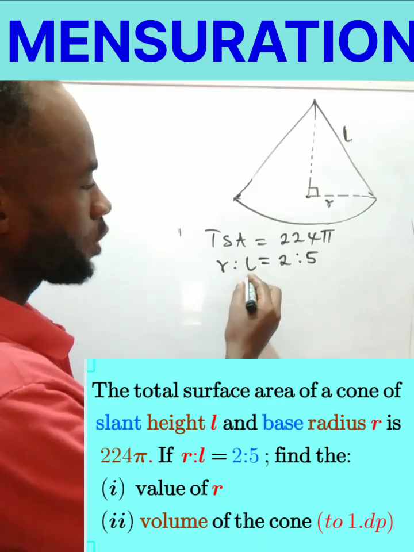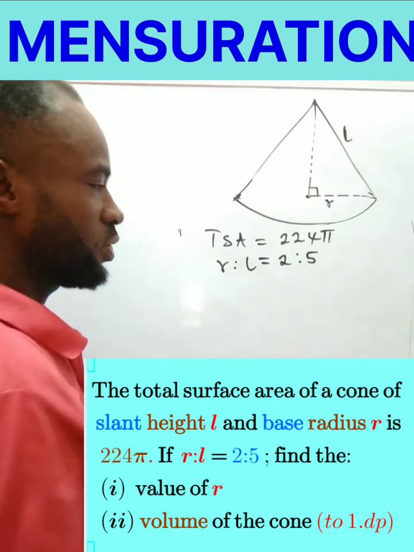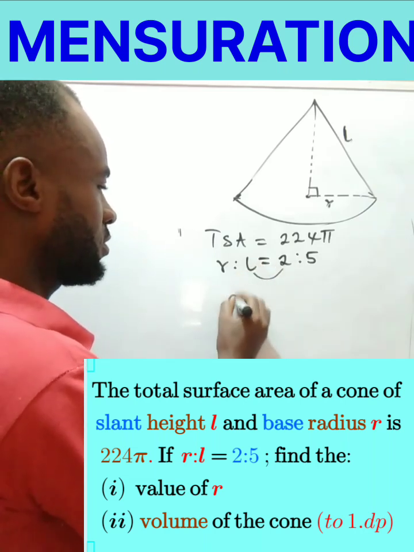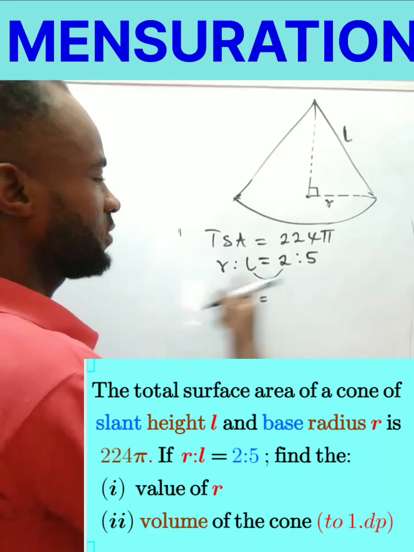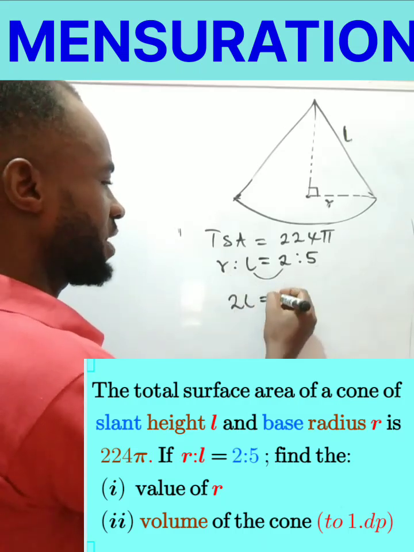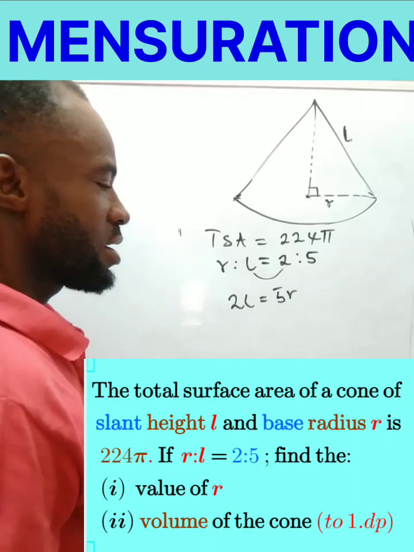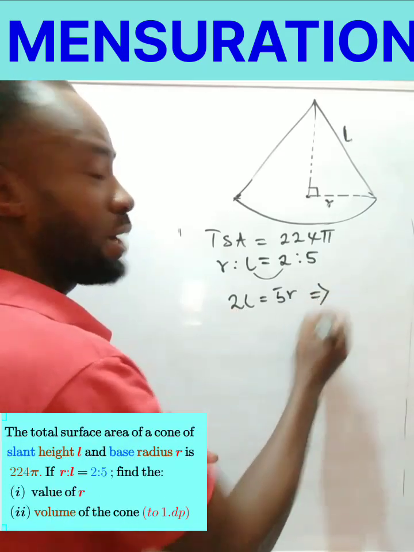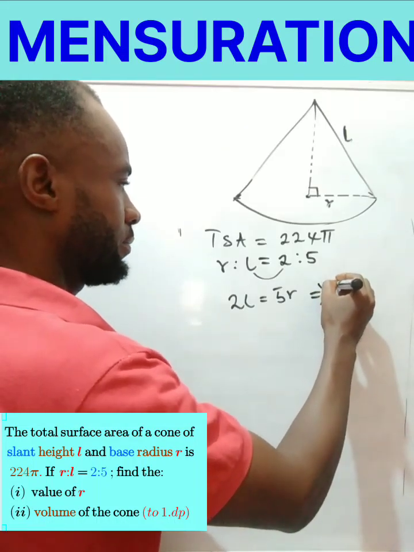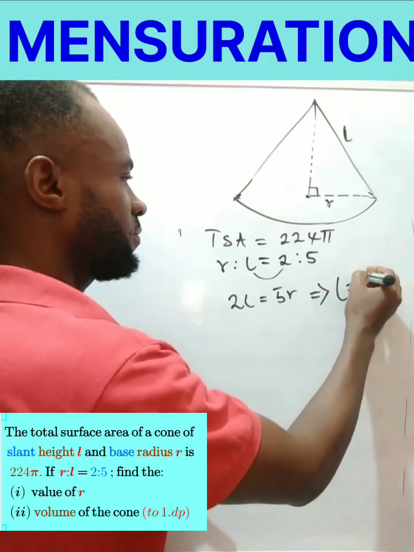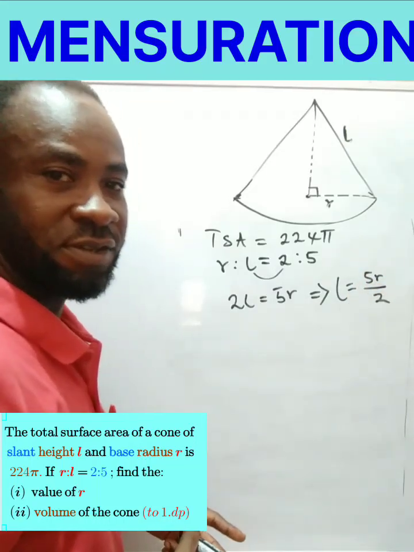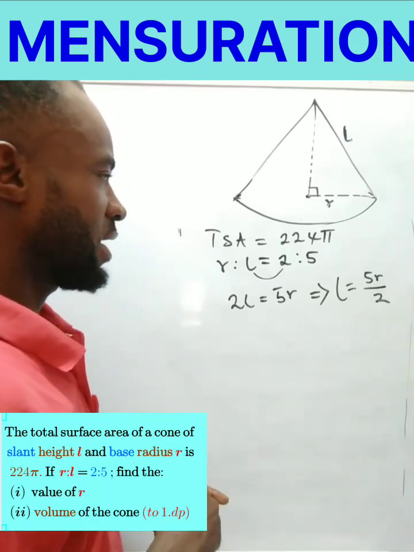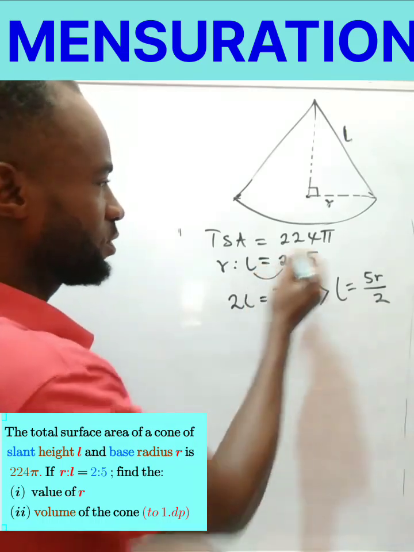Now, we know that when given two ratios like this, the product of the inner one, that is L times 2, is always equal to the product of the outer one, which is R times 5. So from here, if I decide to make L the subject of the formula, I'm going to have that L is equal to 5R/2. Good. So my L is equal to 5R/2. Let's leave this one. Let's go to the next.